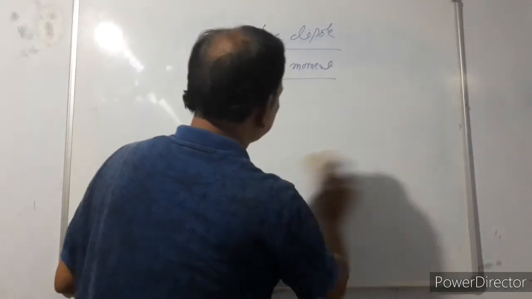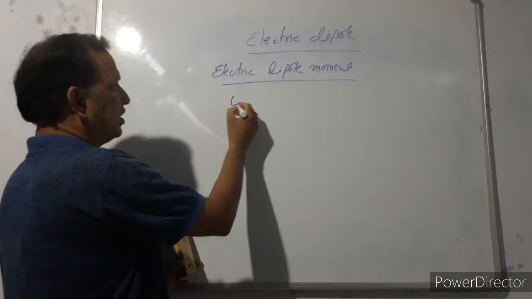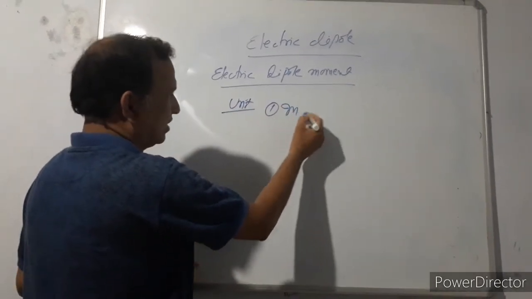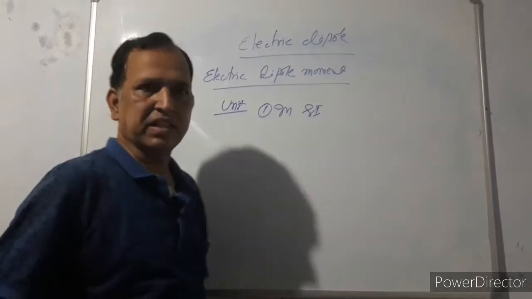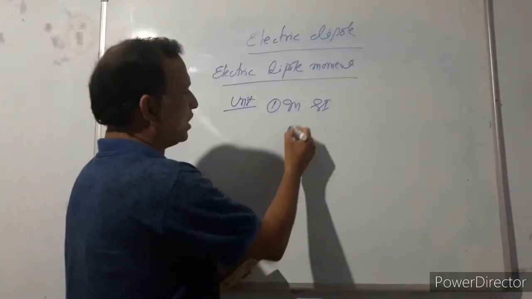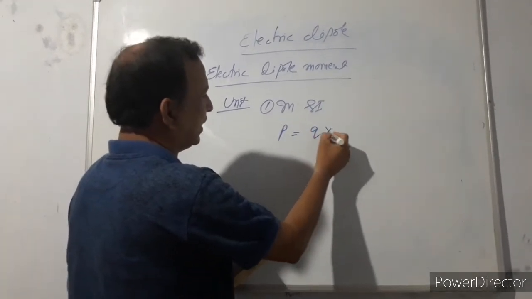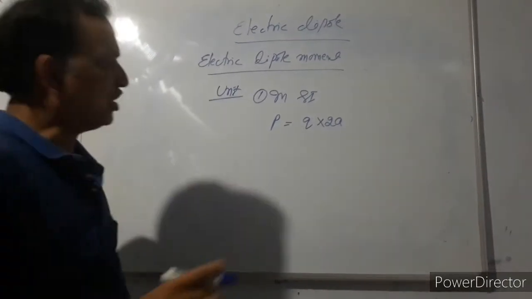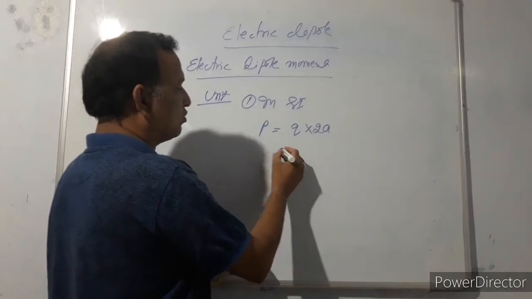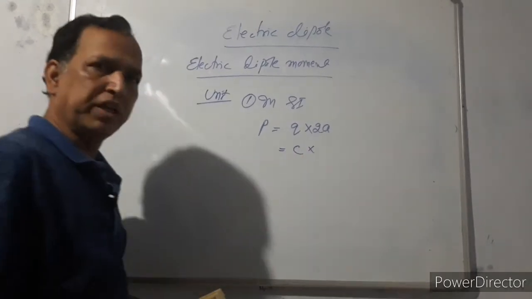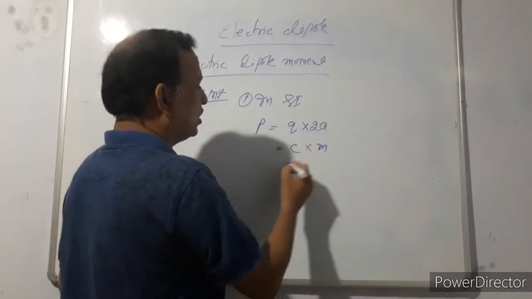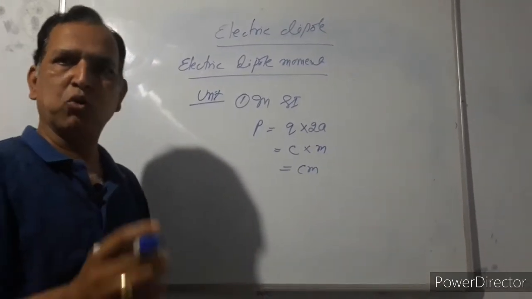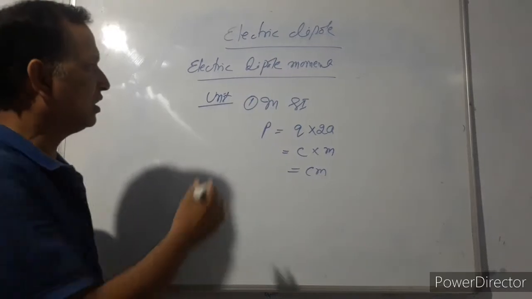Now, the unit. In SI, p is equal to q into 2a. q, charge, is in coulomb, and distance is in meter. So coulomb meter is the unit of dipole moment in SI.